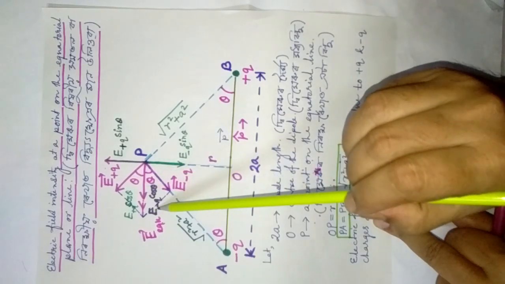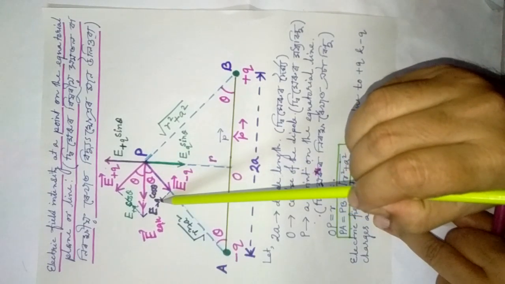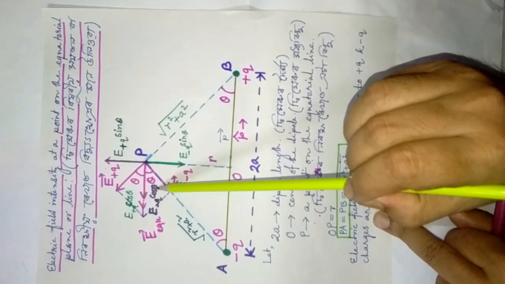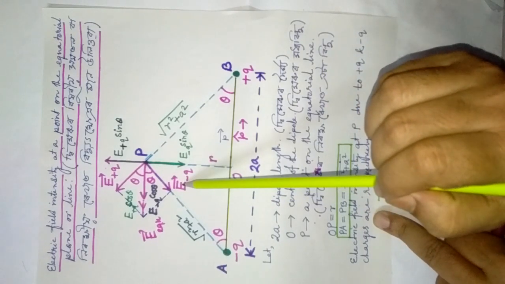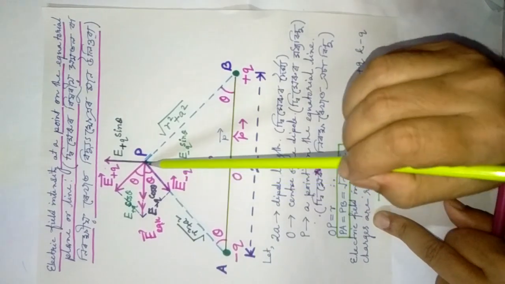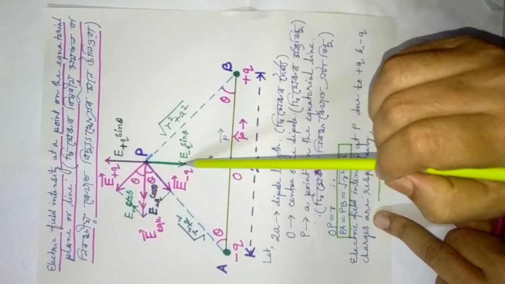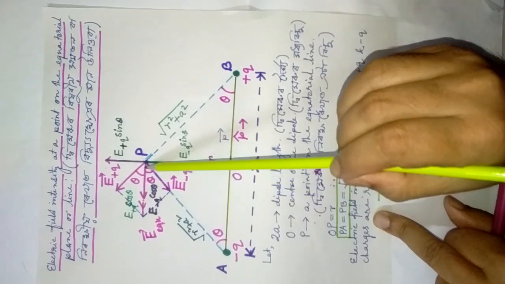It is what? E minus q. This is E minus q cos theta. It is not clear here, but this is E minus q cos theta. This is the horizontal component of E vector minus q. Similarly, the vertical component will be along this direction, perpendicular to this line.